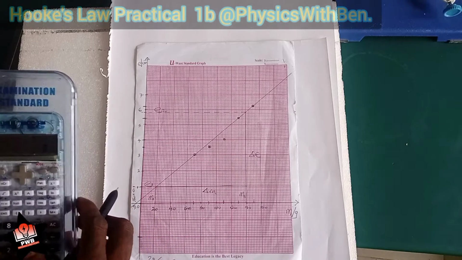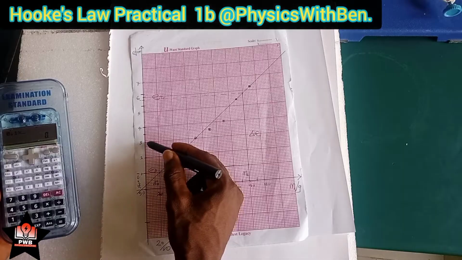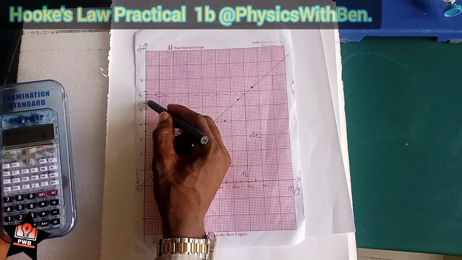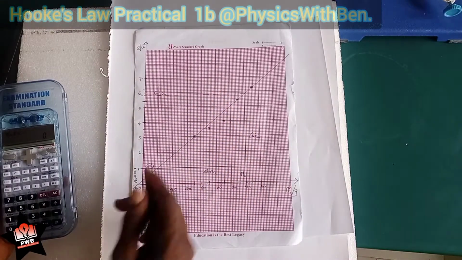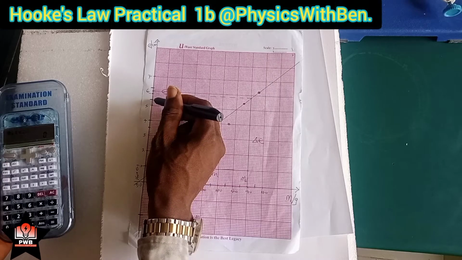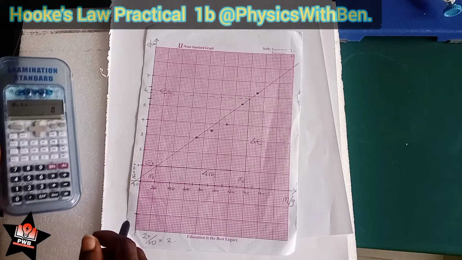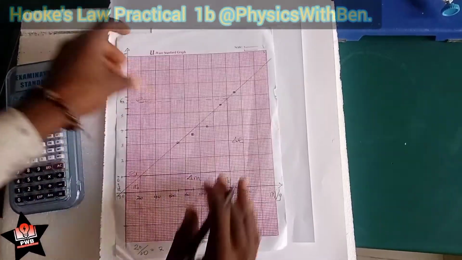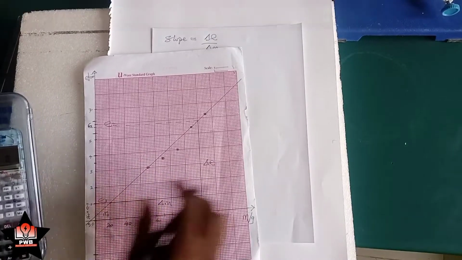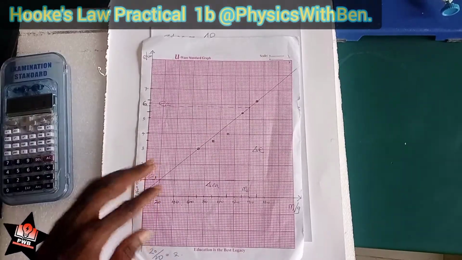We say 0.1 times. How do we get this point? 0.1 times 10, 20, 30, 40, 50, 55, 56, 57, 58, 59, 60, and that will give us 6. Let me check it again. That point is actually 6.